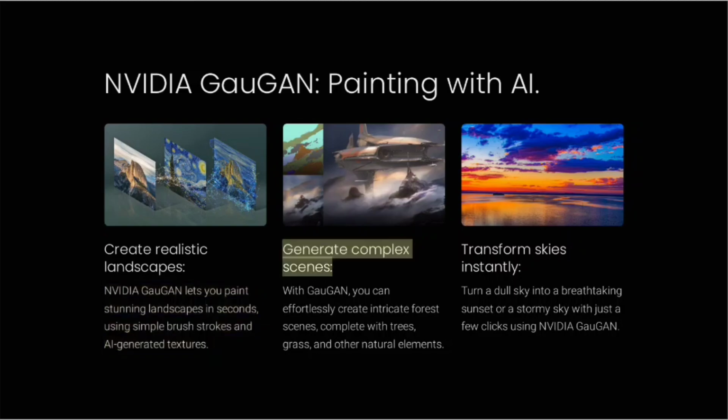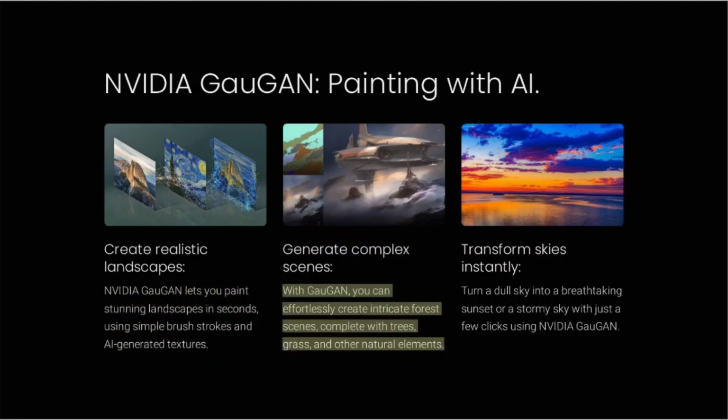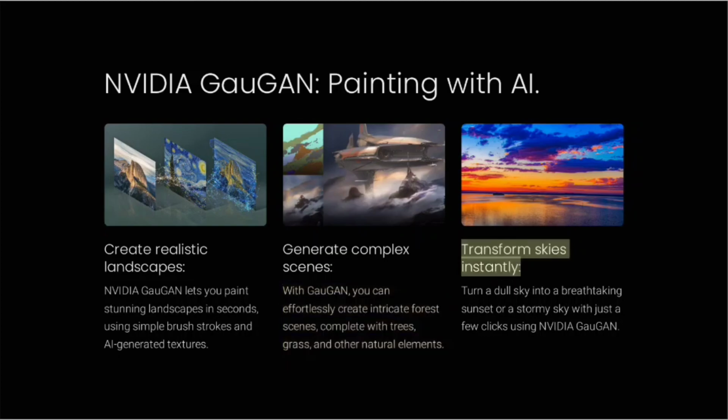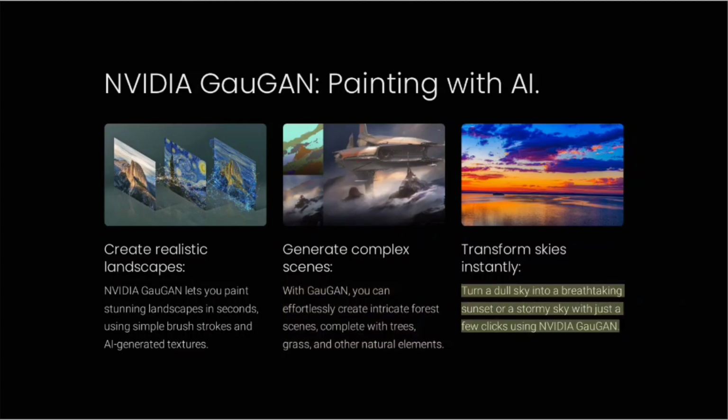Generate complex scenes. With Gogh GAN, you can effortlessly create intricate forest scenes, complete with trees, grass, and other natural elements. Transform skies instantly. Turn a dull sky into a breathtaking sunset or a stormy sky with just a few clicks using NVIDIA Gogh GAN.